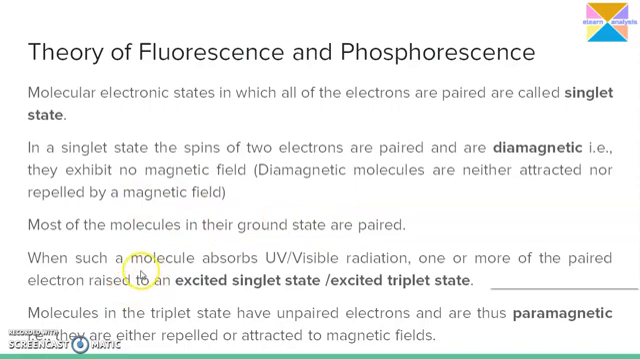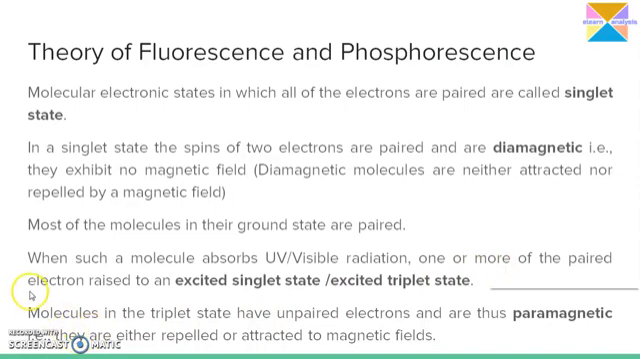When such a molecule, which is in a singlet state and has paired electrons, absorbs UV radiation, one or more of the paired electrons get excited, and this excitation leads to the shifting of that particular electron or electrons to the excited singlet state, or maybe to the excited triplet state. I will show all of this theoretical thing by animation in the subsequent slide.